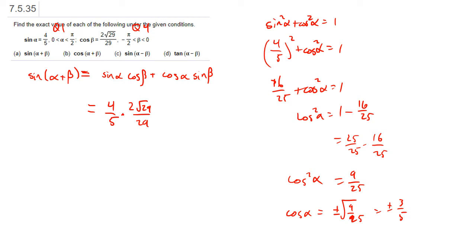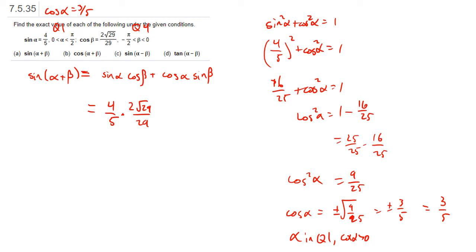Now, how do I know whether it's plus or minus? Referring back to the beginning of the problem, since alpha is in quadrant 1, that tells me that the cosine of alpha is positive. So cosine of alpha is positive 3/5. I'm just going to write that up at the top here. Cosine of alpha equals 3/5. I expect I'm going to need it later.